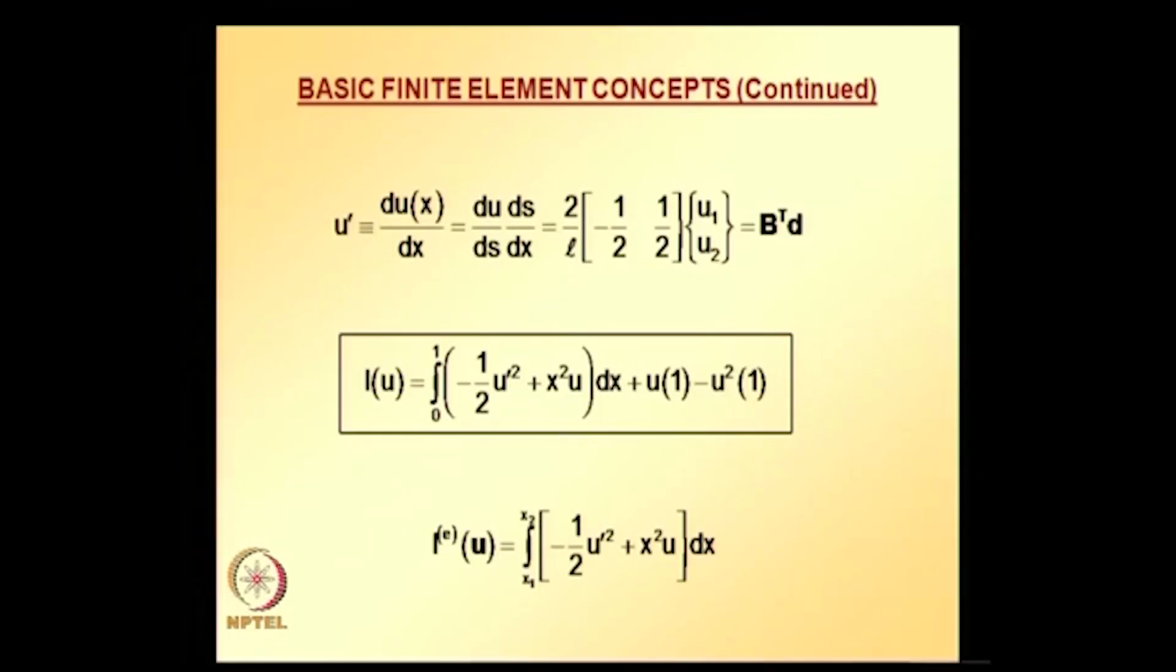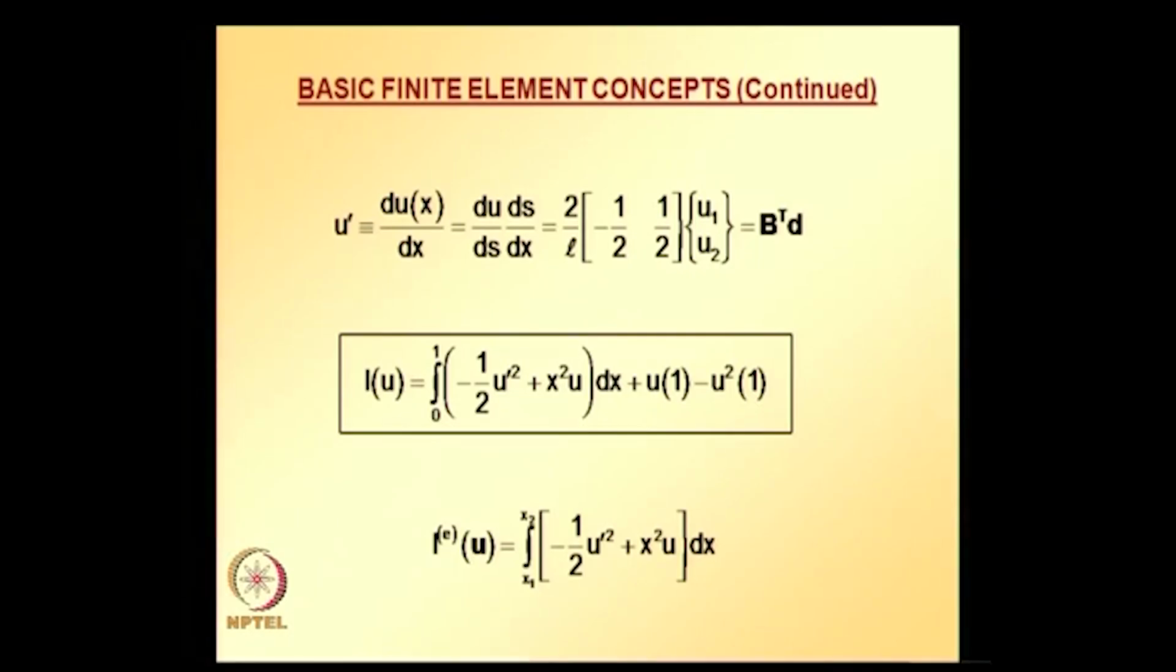Okay. So now what we will do is, if you see this equation, you have u prime and u, and now you can substitute u prime in terms of B transpose D and also u in terms of N transpose D, and we can simplify these terms. First let us see what is u prime square.